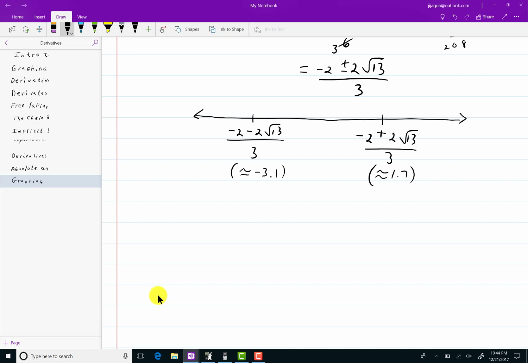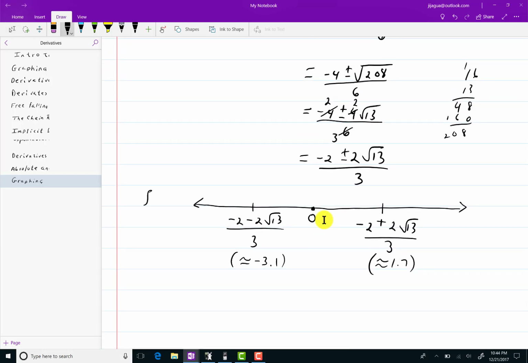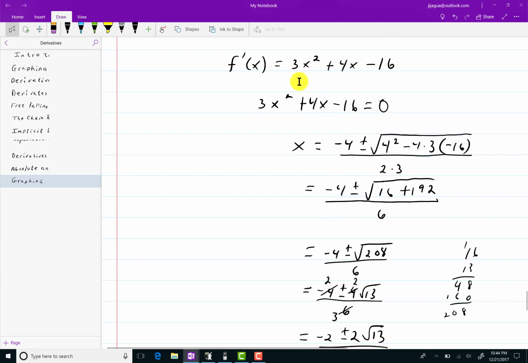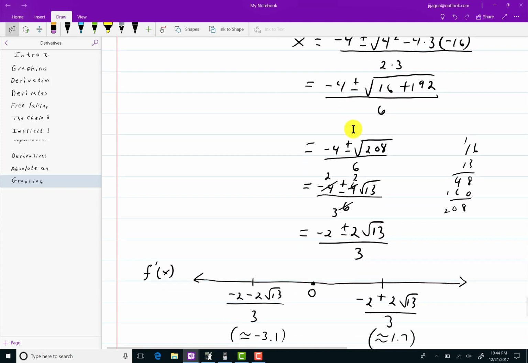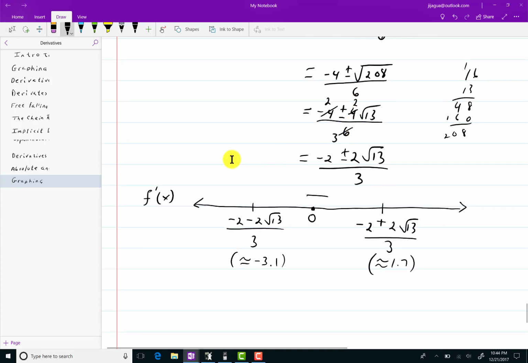So whenever I see a negative and a positive, the easiest number to try in here for my test is 0. When x equals 0, what is f prime? Remember, this is the number line for f prime of x. So let me go back to f prime right here. When you plug in 0 for x, f prime is just negative 16. Now then, to the left of here, I guess I'll try negative 4.